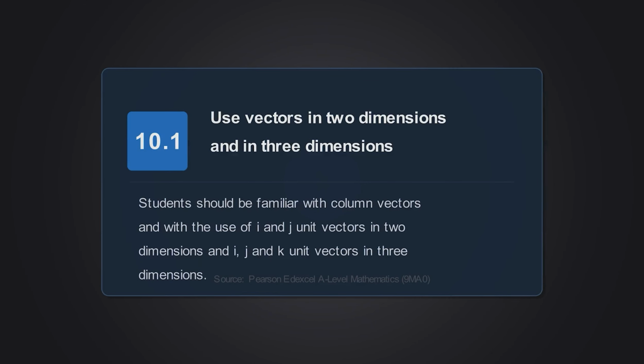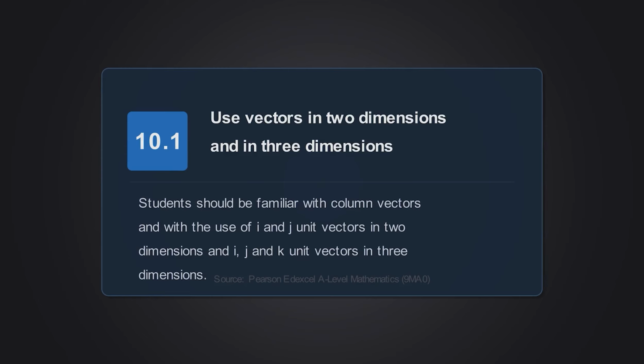And that is from 10.1 on the spec. 10.1 says you need to be able to use vectors in 2 and 3 dimensions. You need to know column vectors. You need to know i and j unit vectors in 2D and i, j and k vectors in 3D.